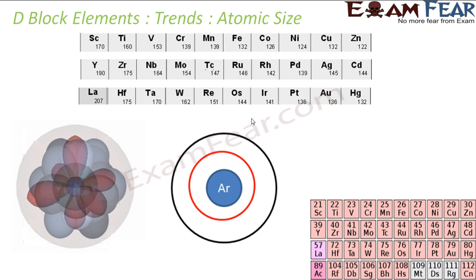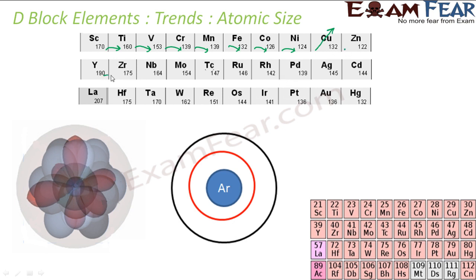Now let's talk about the atomic size. If you see the atomic size trend, the atomic radius decreases and then increases. If you see from here to here, it decreases, and then again it decreases, again decreases, again decreases, again decreases, again decreases. But after this, if you see, there is an increase.